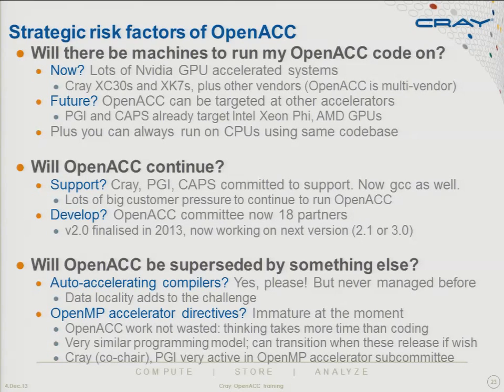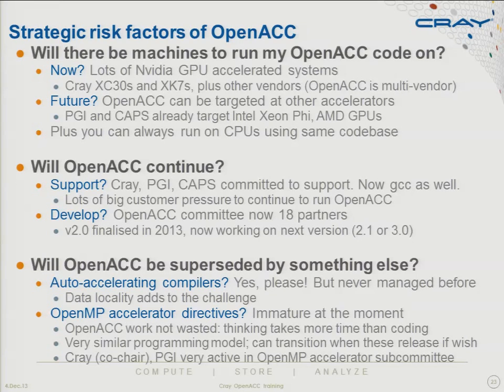So OpenACC itself will continue, but will something else come along that's better? Could the compiler do everything for you? Yes, please. We've been promised a compiler that would do everything for us for as many years as there have been computers, but they've never quite managed it, which is good for us because otherwise we're out of a job. The user is very important. We've never managed it before for the CPU, and data locality is a bigger challenge again. Compilers will help a lot, tools will help a lot, but they will not replace the developer input.